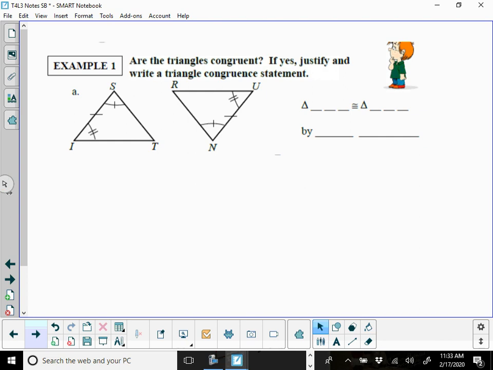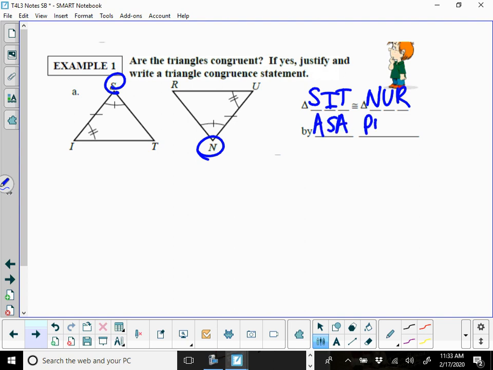So now we have to label them. If I start with angle S here, S to I connects the two angles, and then T would be my third letter. Okay, that means that on the other side, I'm not going to start with R. I'm going to start with N because it corresponds to S. Then that's going to go to the next angle of congruency, which is U, and then we're going to end with R. So triangle SIT is congruent to triangle NUR, and we said that was going to be by the angle side angle postulate.